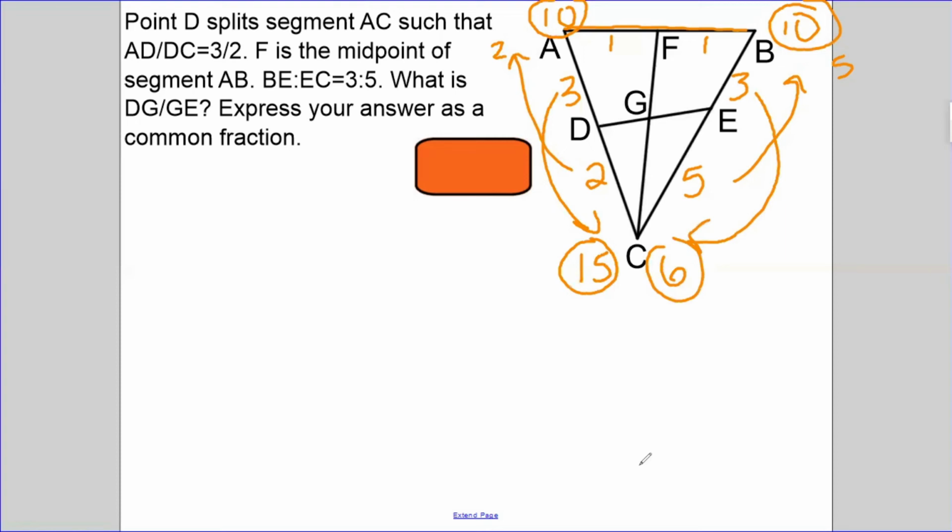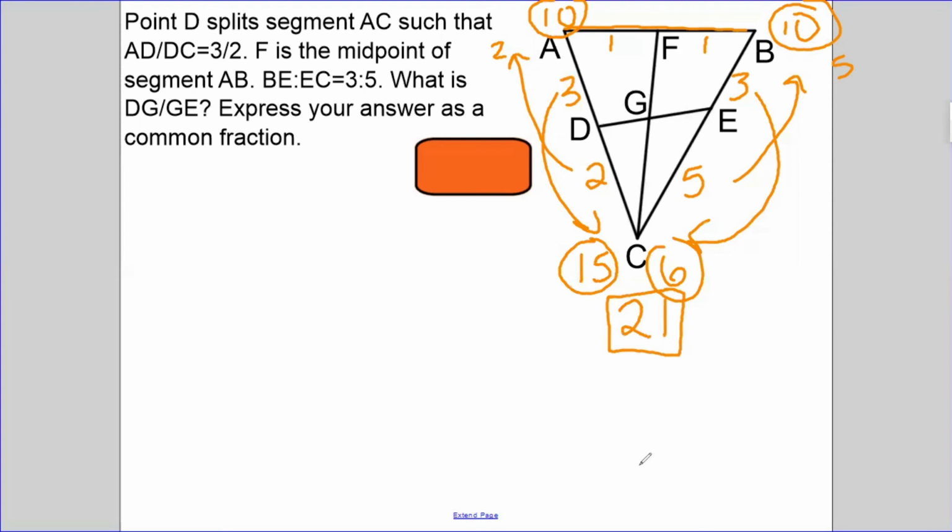But what we can do is called splitting the mass, which means we're going to assign C to be the sum of these masses. And this only works because we're not dealing with DE as a cevian, right? It's just a segment connecting these two points on the sides. And we'll see that this actually balances out. So let's call C a mass of 21, which would also tell us that it needs to balance out with point G.